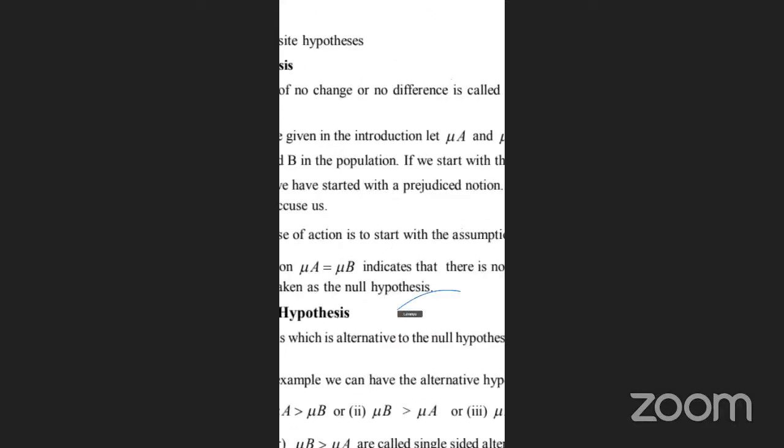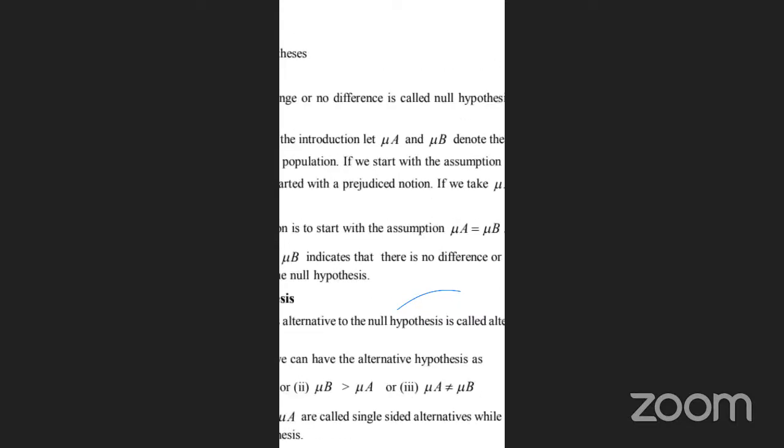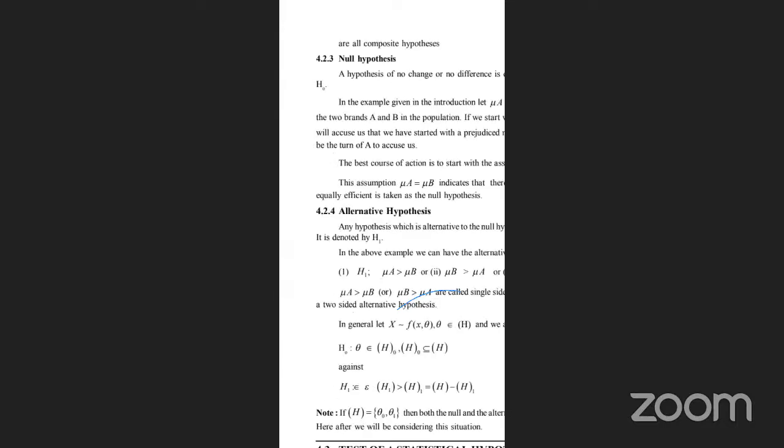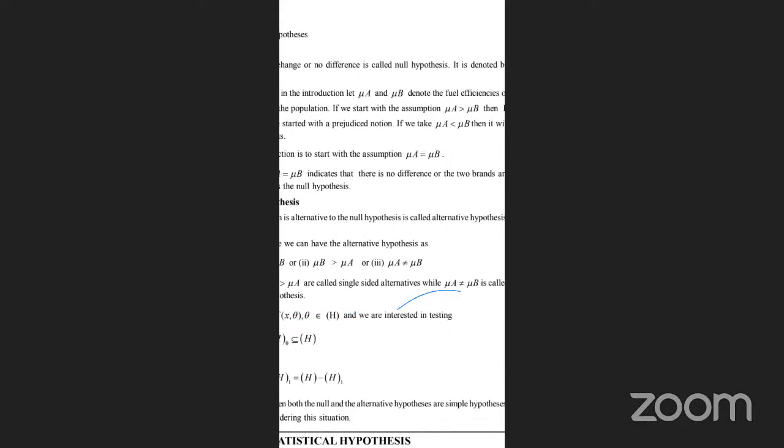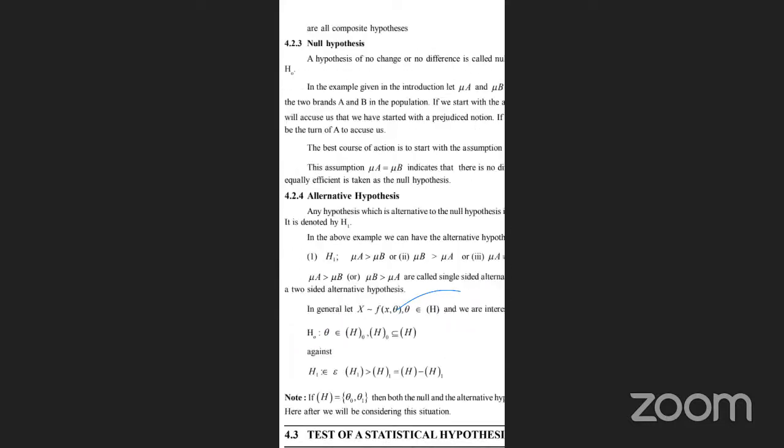Now the null hypothesis: a hypothesis of no change or no difference is called the null hypothesis. It is denoted by H0. In this example, mu A and mu B denote the fuel efficiency of the two brands A and B in the population. If we start with the assumption mu A greater than mu B, then B will be the accused, as we have started with a prejudiced notation.